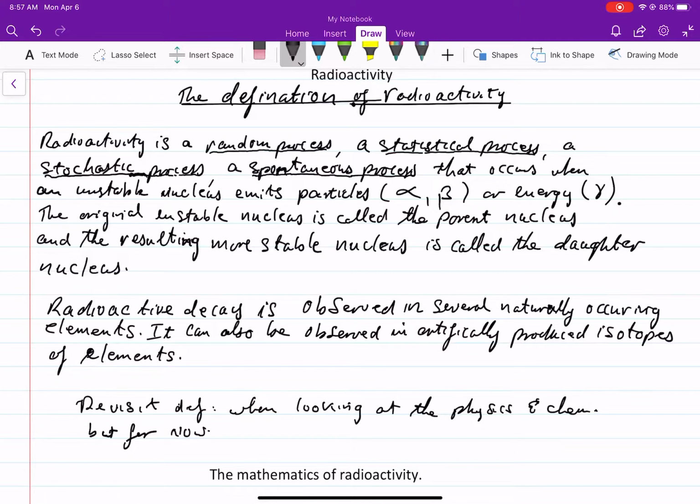Definition of radioactivity. Radioactivity is a random process. It's a statistical process, a stochastic process, a spontaneous process. Any one of those terms can be used interchangeably. This process occurs when an unstable nucleus emits particles. The particles that are emitted are alpha and beta particles, or the nucleus emits energy, gamma radiation. The original unstable nucleus is called the parent nucleus, and the resulting more stable nucleus is called the daughter nucleus.